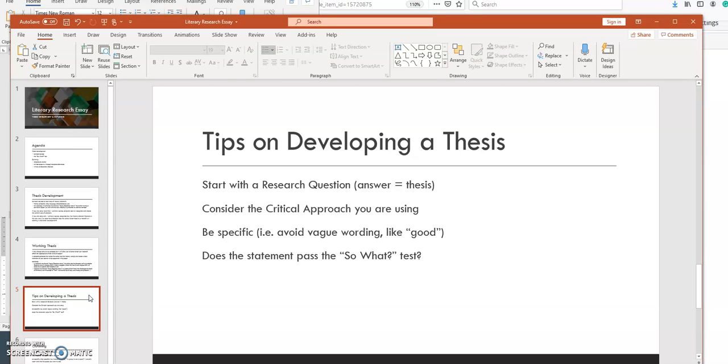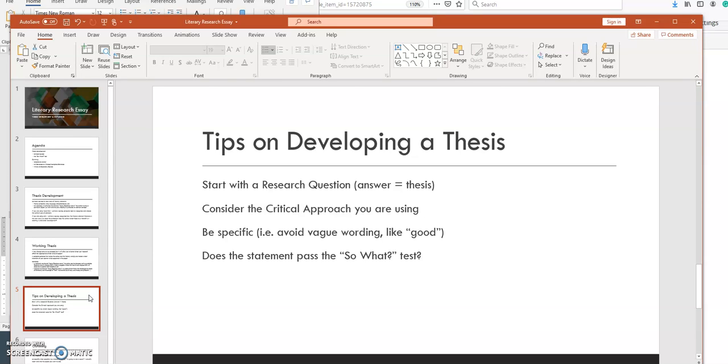And then, of course, when you're writing your thesis statement, you want to be specific. You don't want to have cliche words like, oh, the author has a good way of describing characters or something. Good doesn't give us enough details. So that can be revised as we look at your outlines and your drafts, but just something to think about.